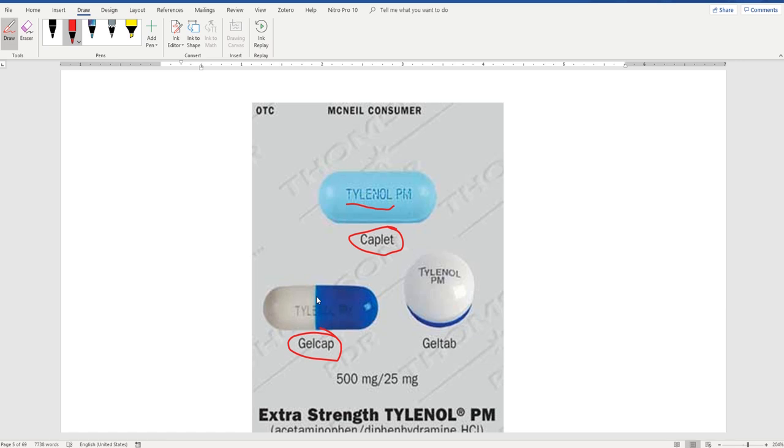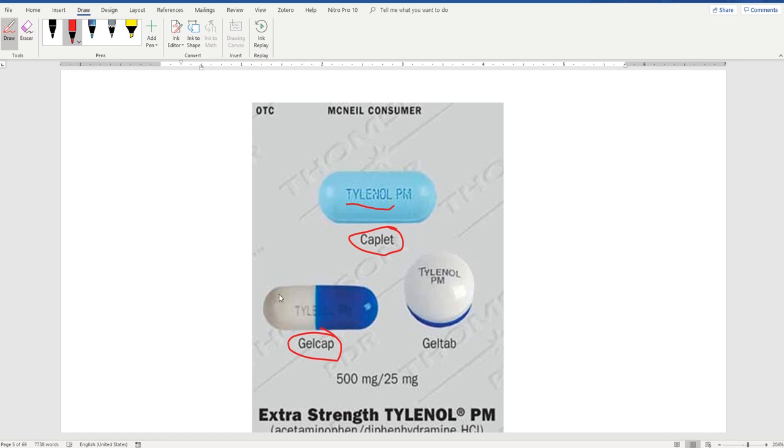that enrobes the caplet, as you see it here, and there are no spaces between the body and the cap. Actually, this is one piece. It's like hermetically sealed, similar to the soft gelatin capsule, but looking like a hard gelatin capsule with a lock.